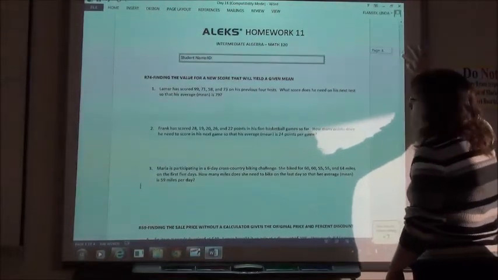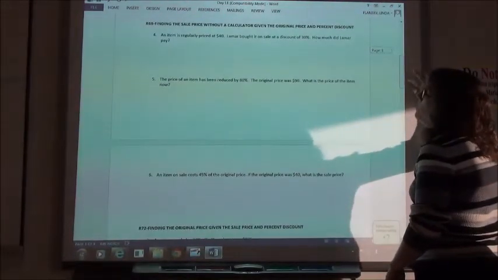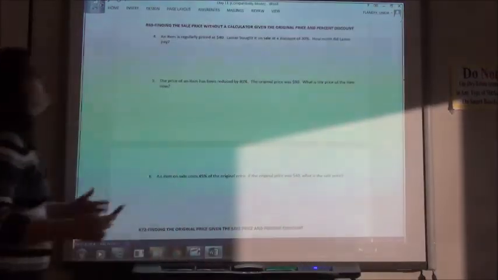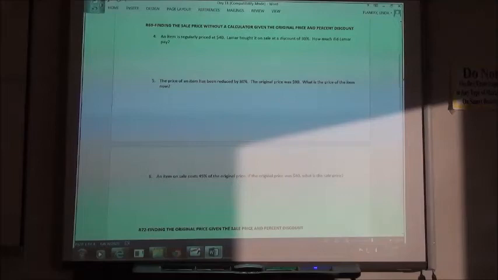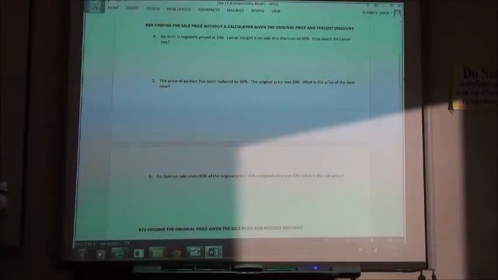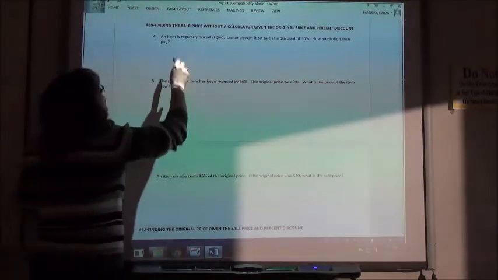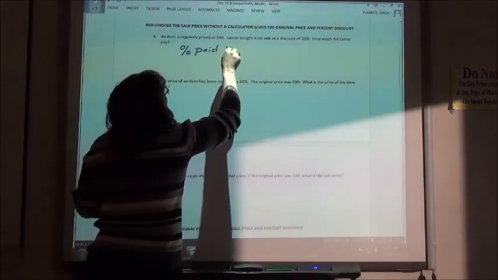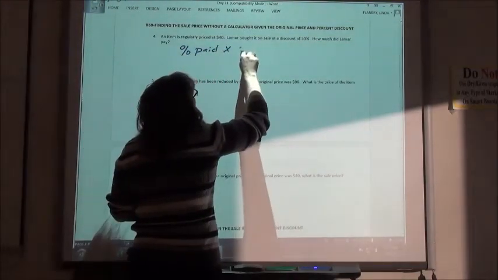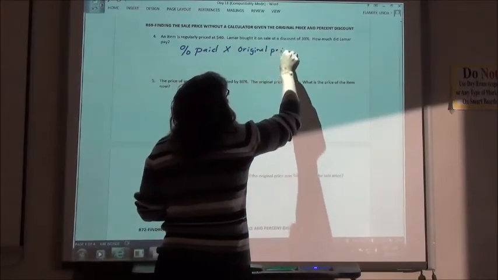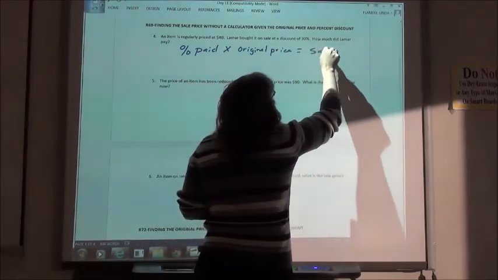Number 4 says finding the sell price. They think without a calculator. I don't care if you use one or not. Given the original price and the percent discount. You want to think about the formula when you work with percents. What you're actually doing is the percent that was paid times the regular or original price to equal the sell price.